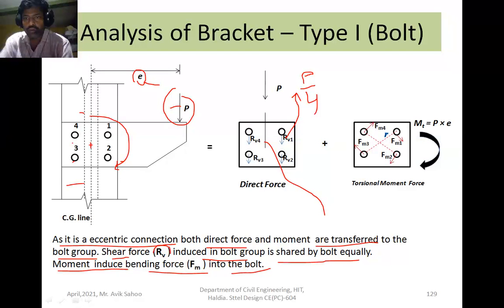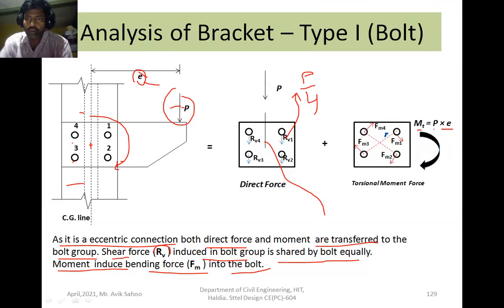Another force is a twisting moment, because this force creates a twisting moment which will twist the connection. So the moment is how much? The force into the perpendicular distance from the CG. So this is E. So the total moment MT is equal to the magnitude of load into eccentricity. Now this moment creates stresses in the bolt.